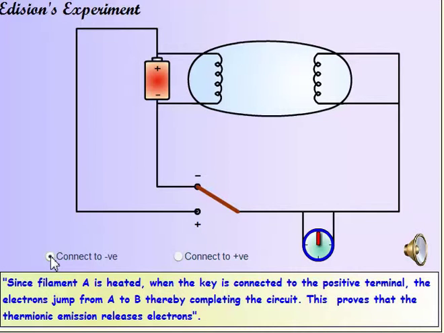When the key is connected to a positive terminal, a current is noticed in the ammeter. The filament gets heated, and due to the potential difference, the electrons jump from the hot filament to the other side, thus completing the circuit. This proves the property of thermionic emission in metals, as there is no other path for the electrons to shift from the left to the right side.